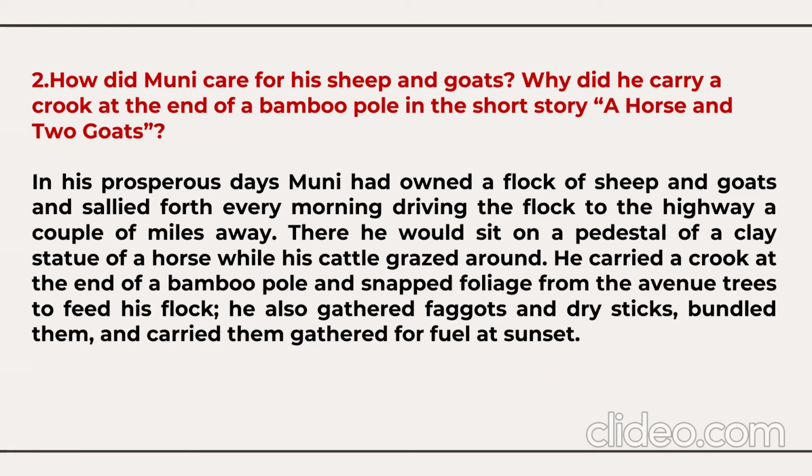So, in his prosperous days, Muni had owned a flock of sheep and goats and sailed forth every morning. He used to go, driving the flock to the highway a couple of miles away. There, he would sit on the pedestal of a clay statue of a horse while his cattle grazed around. He carried a crook at the end of a bamboo pole and snapped foliage from the avenue trees to feed his flock. He also gathered fagots and dry sticks, bundled them, and carried them home for fuel at sunset. This is how he used to carry the crook.